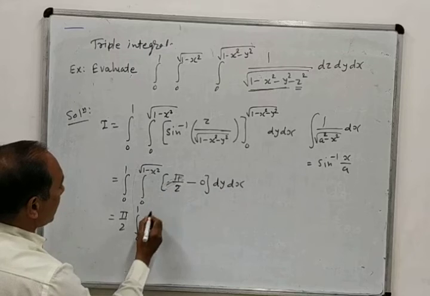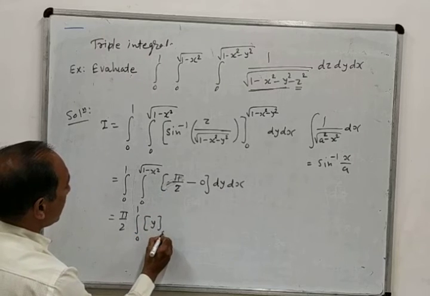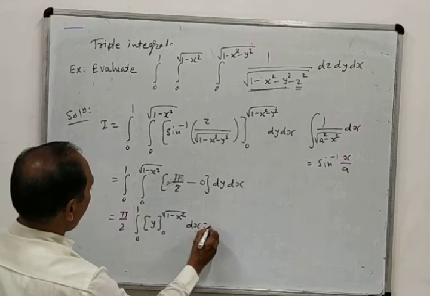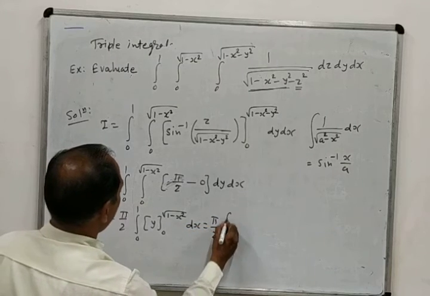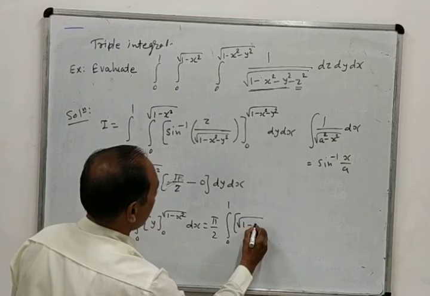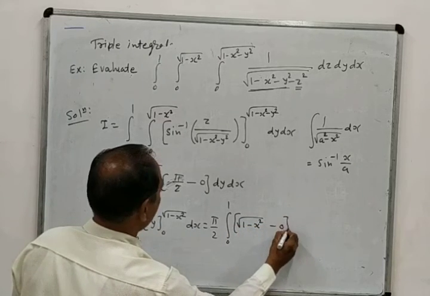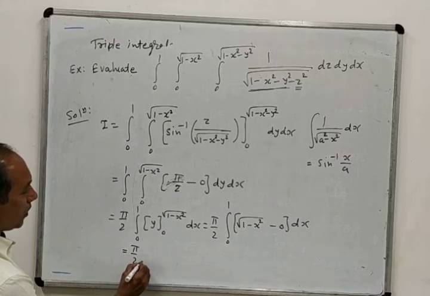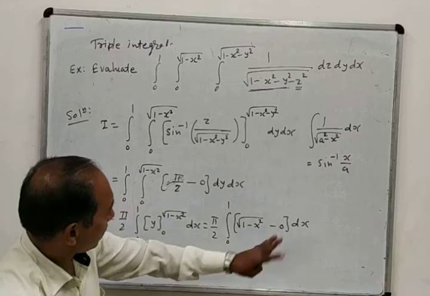Then the integration is with respect to y. It is y only here, so 0 to root 1 minus x square dx. Now pi by 2, we put the limits y equal to root 1 minus x square, minus 0, dx. Here it is 0, so there is no problem.